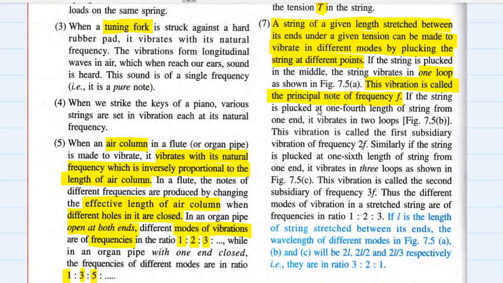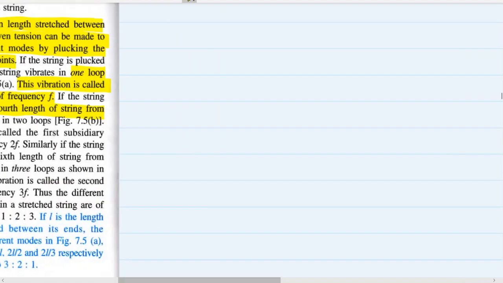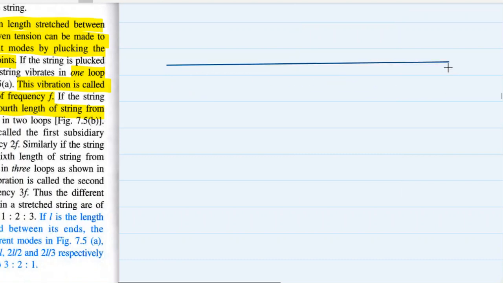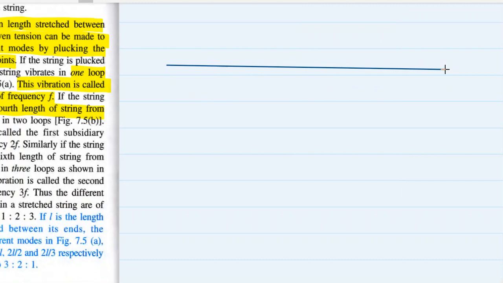If the string is plucked at 1/4 length of the string from the end, 1/4 length. Remember, what is 1/4 length? Now suppose we have a string of length, let's say, 1/4 L.